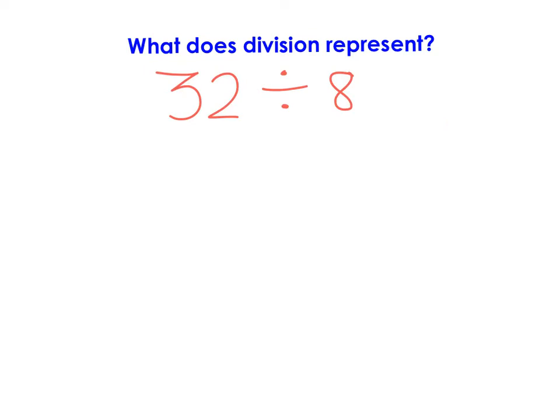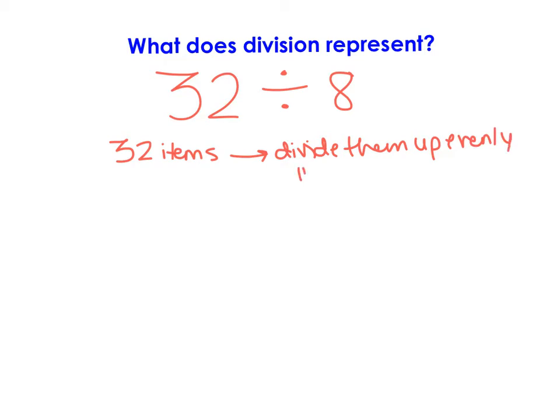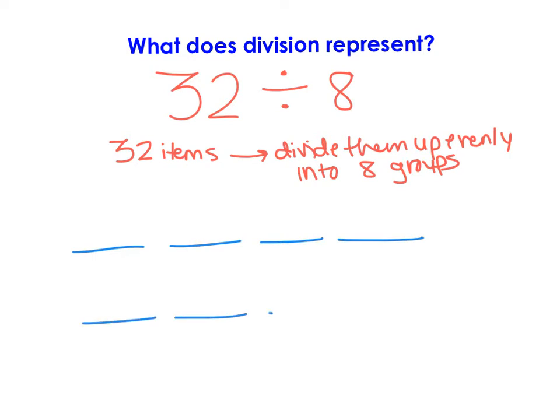32 divided by 8 is saying we have 32 items, and we're going to divide them up evenly into 8 groups. So here are my 8 groups. I have 1, 2, 3, 4, 5, 6, 7, 8. And I have 32 items that I need to divide up evenly into those 8 groups.